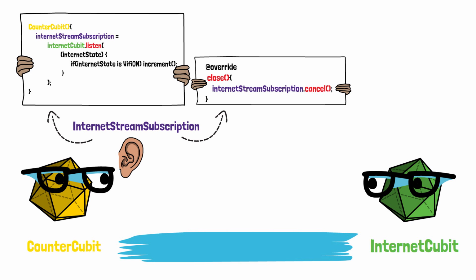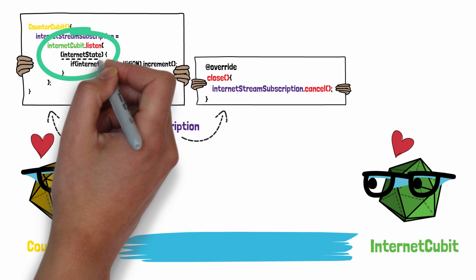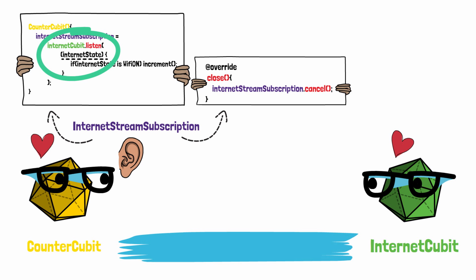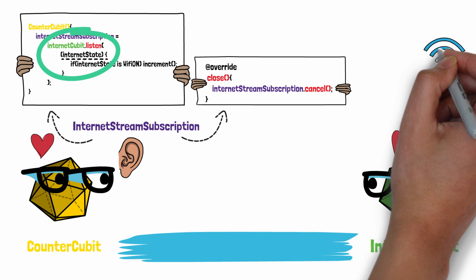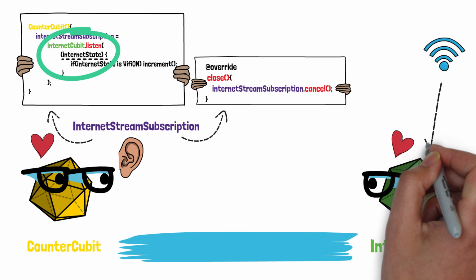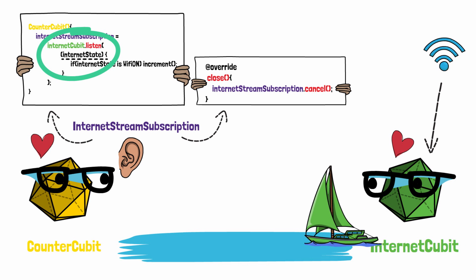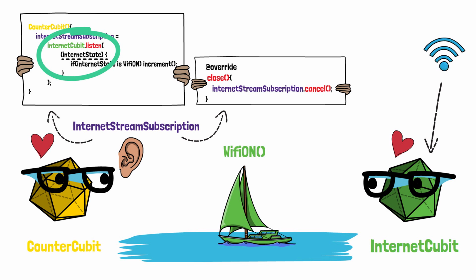Okay, so we established the connection between the cubits. But what's the purpose of it? The purpose of it lies in the listen function. There you'll have a stream of internet states coming from the internet cubit. So since we want the counter incremented by 1 every time the phone is connected to Wi-Fi, all we need to do is check if an incoming state is the one corresponding to when the phone is connected to Wi-Fi, and as a result, we'll call the counter cubit's increment function right away.